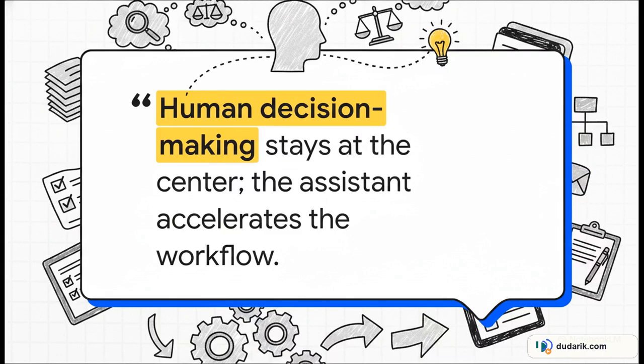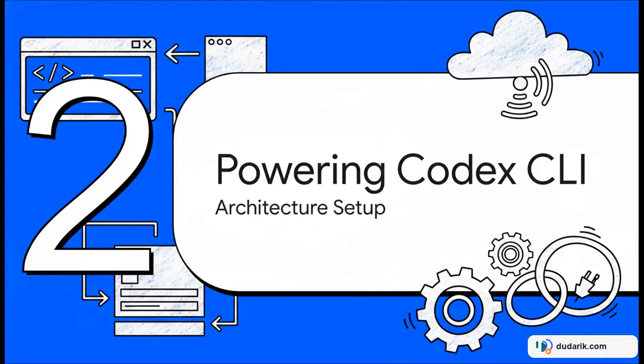You make the critical scientific judgments: which hypotheses actually matter, which papers are relevant, what results are convincing. The assistant just handles the heavy, repetitive formatting and tracking. Think of it as a semi-automated system that offloads all that structural friction so you can finally reclaim your time for actual high-level thinking. So, part 2, powering the Codex CLI and setting up the architecture.